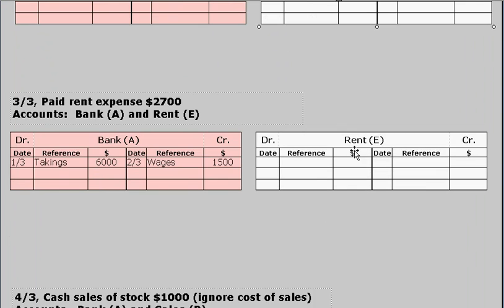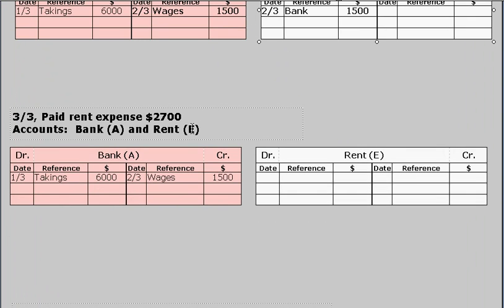Next transaction, of course, we're excluding GST, remember. We're paying rent $2,700, so that must mean that our cash assets have been reduced. So we put the date of the transaction, we write the name of the other ledger account, which is rent, the value, which is $2,700. That's a credit entry. That's reduced the value of bank. And into the rent account, this is an expense. We want to increase the expense, and the double entry accounting rules say to increase an expense, you put it on the debit side.